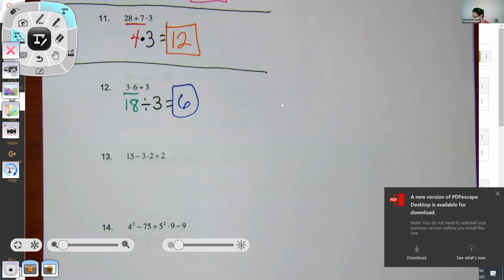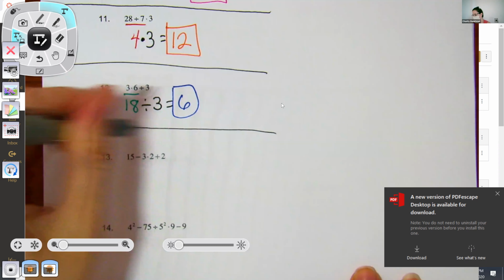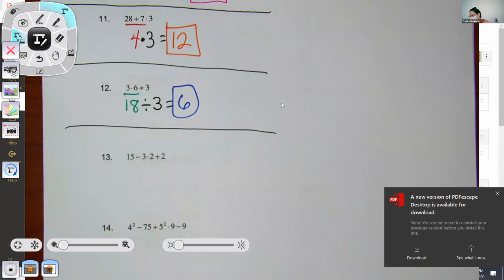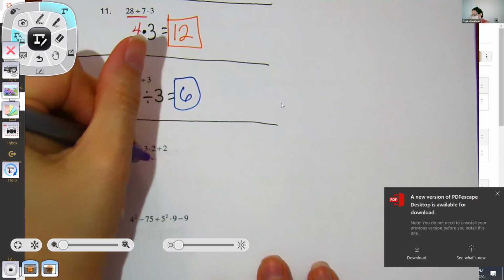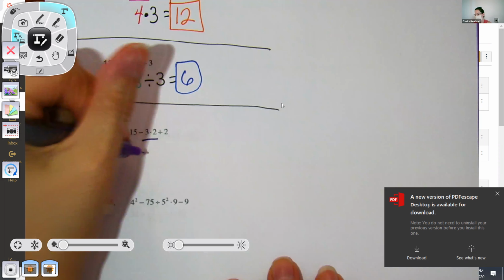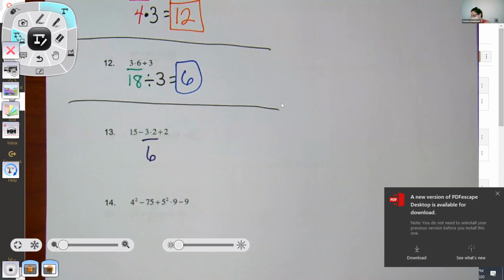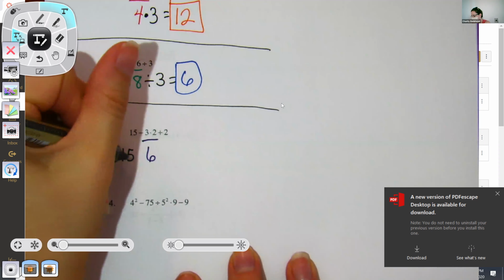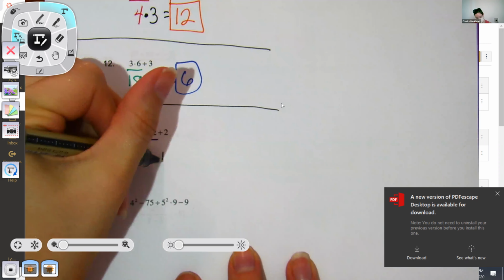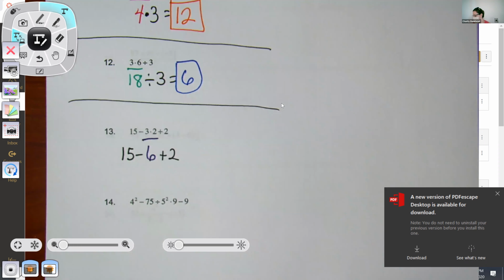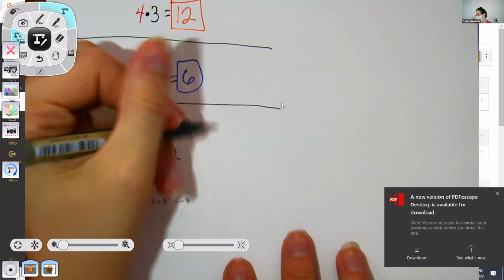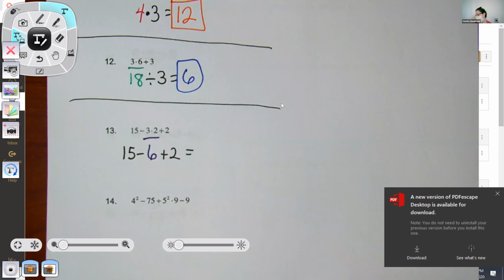Let's see, number 13. So the first thing I need to do is multiply 3 times 2, which is 6. And then I'm just going to bring everything else down. So it's 15 minus 6 plus 2. All I have left is add and subtract, so I'm just going to go straight across. So 15 minus 6 would be 9, and 9 plus 2 would equal 11.